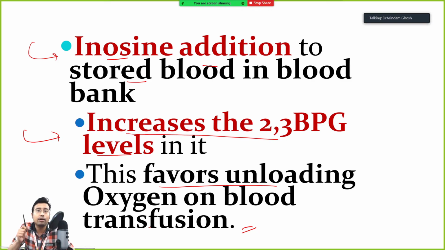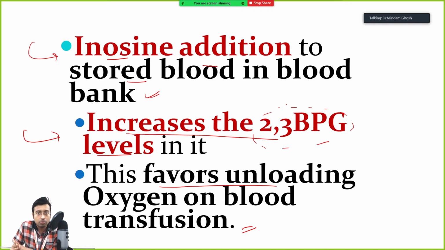Therefore, whenever we face these kinds of diseases where we need blood transfusion to increase oxygen delivery to the tissues, we add inosine to the stored blood. It actually increases the 2,3-BPG level in blood, and it favors unloading of oxygen on blood transfusion, right? So when the blood is stored, 2,3-BPG level is low, so whatever oxygen is there is tightly bound to the hemoglobin when the blood is stored. Otherwise, oxygen would have bubbled out.